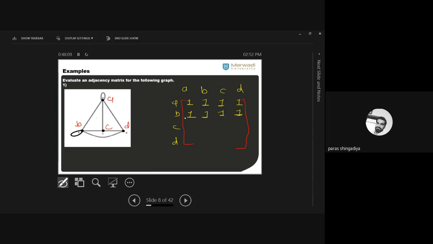Now C with the rest of all. So C with A is 1. C with B is also 1. C with C is 0. Because there is no loop at the vertex C. And C with D is 1. Okay. That is the third row. And the last row is D with A is 1. D with B is also 1. D with C is 1. And D with D is 0. This matrix you will get.